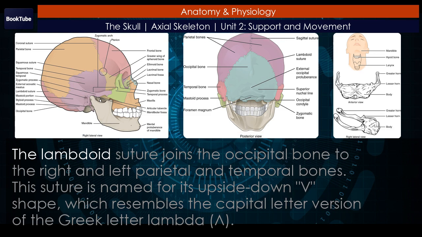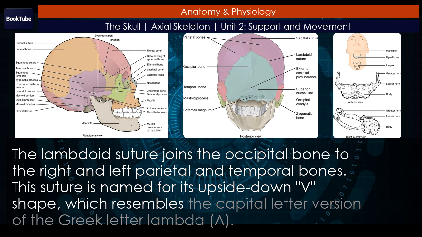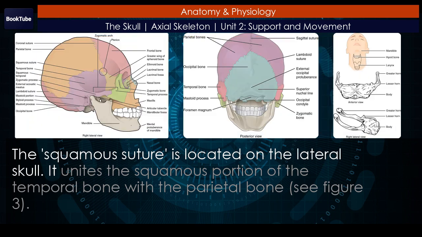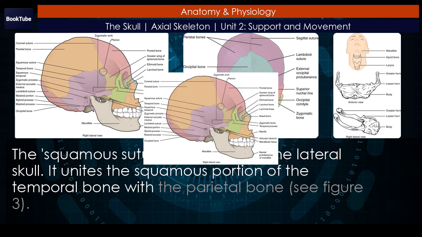The lambdoid suture joins the occipital bone to the right and left parietal and temporal bones. This suture is named for its upside-down V shape, which resembles the capital letter version of the Greek letter lambda. Lambda. The squamous suture is located on the lateral skull. It unites the squamous portion of the temporal bone with the parietal bone.